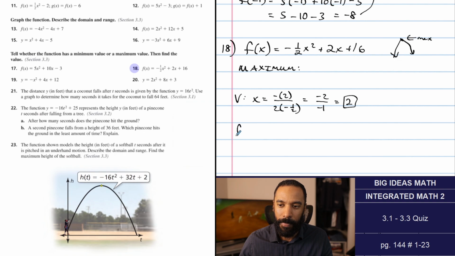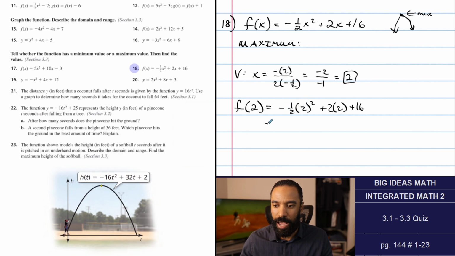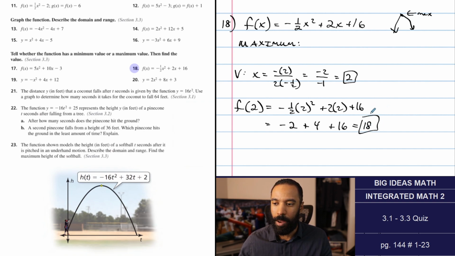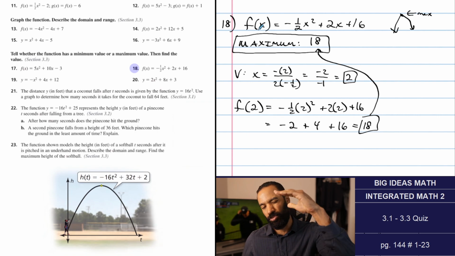But for the y, f of 2, we have to do negative 1/2 times 2 squared plus 2 times 2 plus 16. 2 squared is 4 times negative 1/2 is negative 2. Plus 4 is positive 2. Plus 16 is 18. 18 represents your maximum value. It's the y value where we peak out. Vertex 2, 18. That's the top.